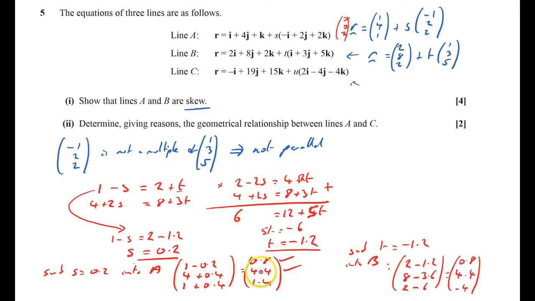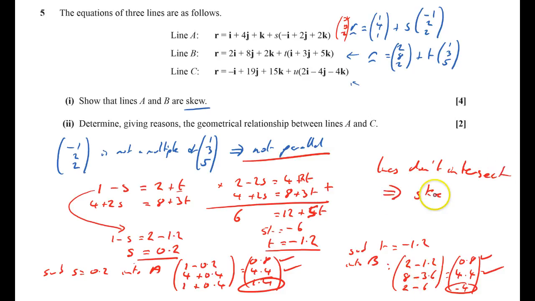And obviously the first two are the same, because we made them the same. That's why we did it. We got the x coordinates the same and the y coordinates the same, but the z coordinate is different, and therefore the lines don't intersect. As we said at the beginning, they're not parallel, therefore we've now shown them to be skew. And that's the first part done, and I'll do part 2 in a second.